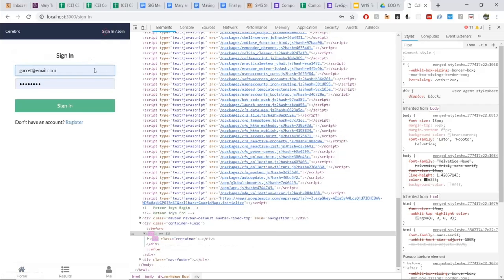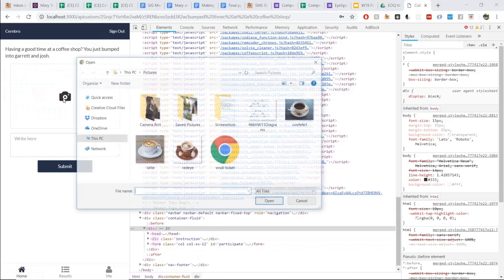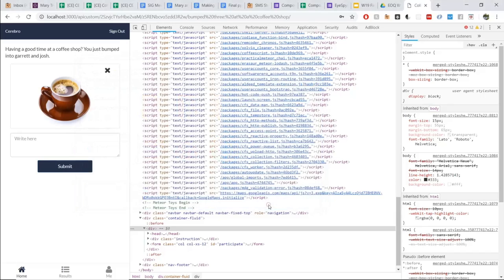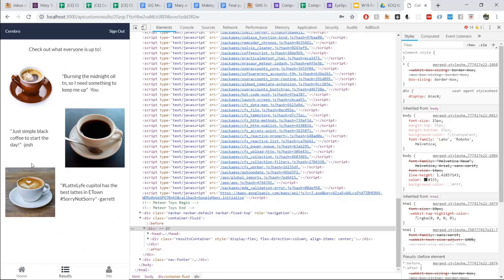So Garrett's brother can go ahead and submit his submission. And here's a picture of Red Eye Coffee. He'll say, "Burning the midnight oil tonight, so I need something to keep me up." And once he hits submit, you'll see the completed experience with all submissions in this sort of collage-based format.